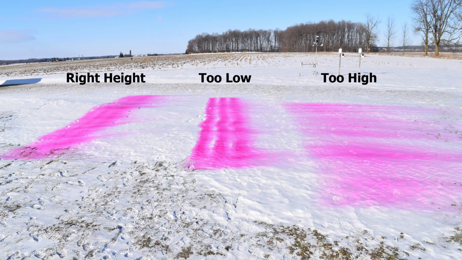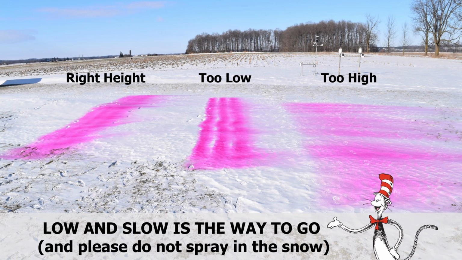And we did. On the left, we have a boom that I'm going to say is at the right height. It's close enough to the ground that all the nozzles overlap and you get nice even coverage. And then in the middle, if I hold it too close to the ground, those three nozzles don't overlap and you end up with too much, not enough, too much, not enough. And if you lift it too high off the ground, that's the right. I just leave it to you to guess which way the wind was blowing. So low and slow's the way to go. And I kind of like spraying in the snow.